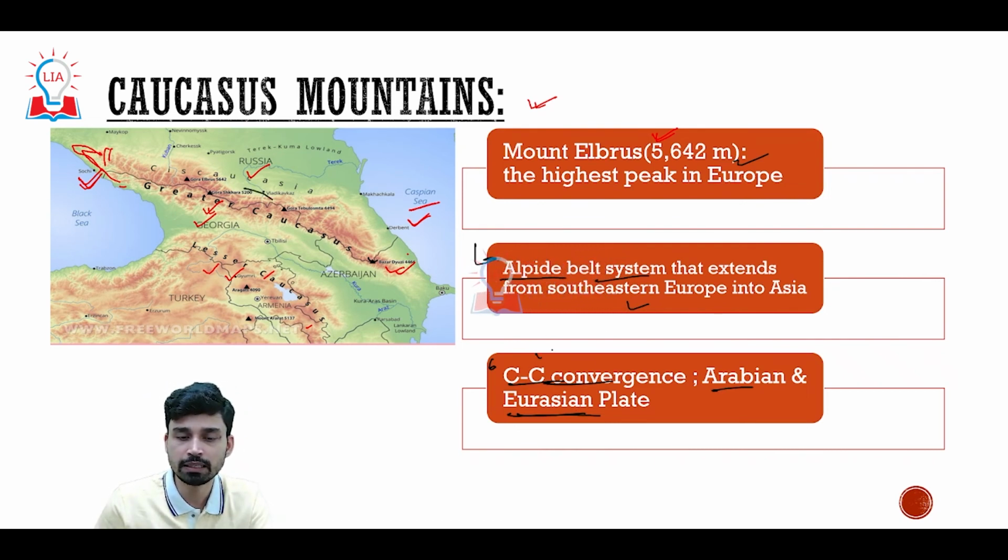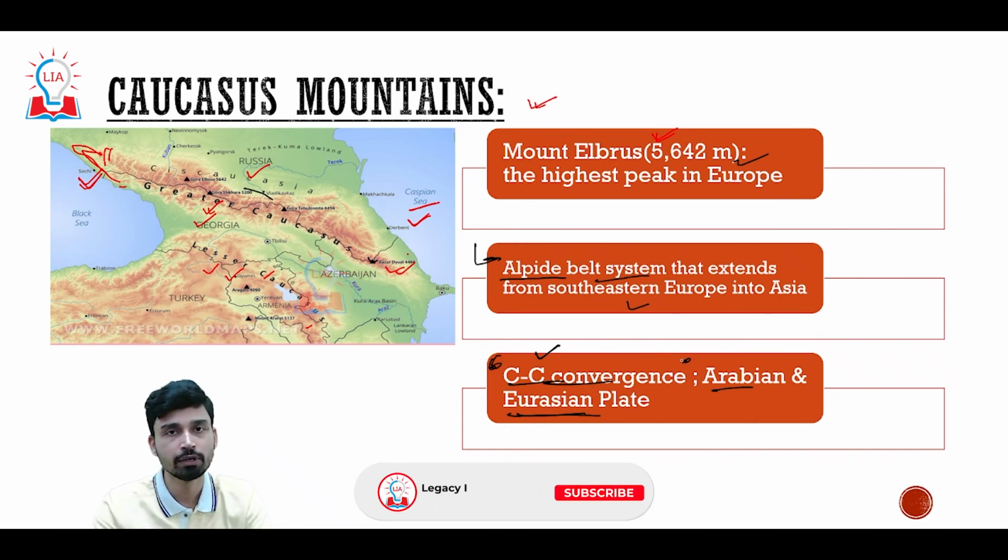So similarly, how the Alps mountain system, the Carpathian mountain system, and the Himalayan mountain system of India have developed, in the same way the Caucasus mountain system has also developed or originated.